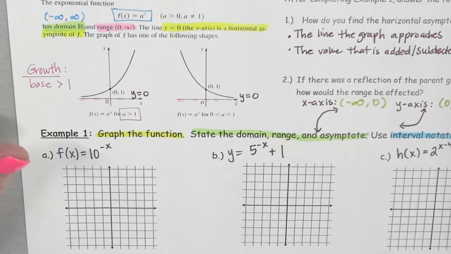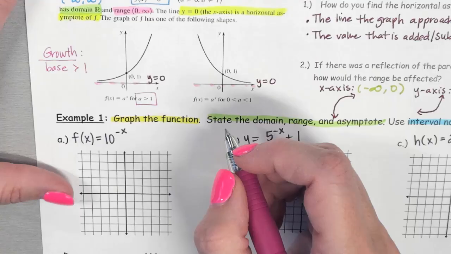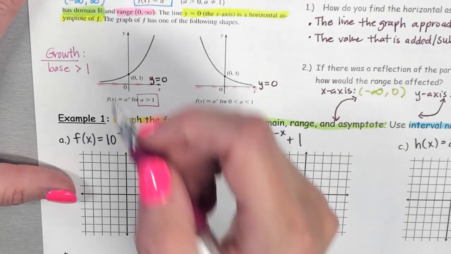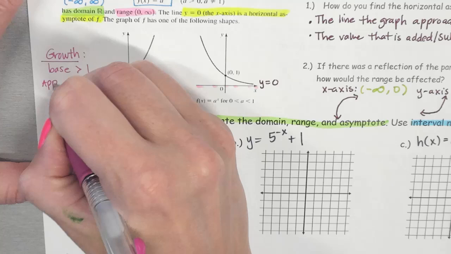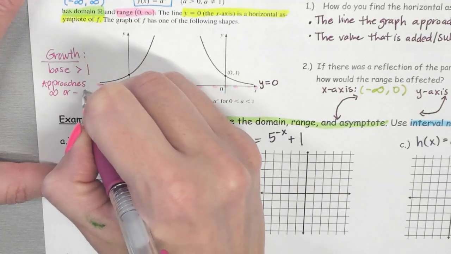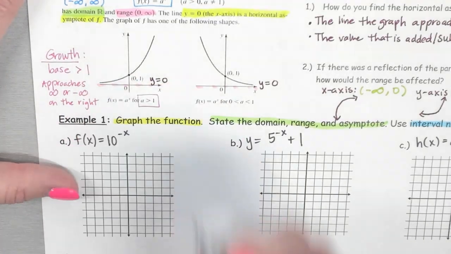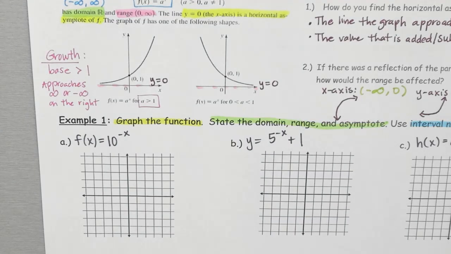Okay, and then when that happens, it either approaches infinity or negative infinity on the right. Sometimes what people forget is something can grow in the negative direction. So it can grow positively or it can grow negatively, right? Your money can grow positively, or if you're in debt, it can grow negatively.